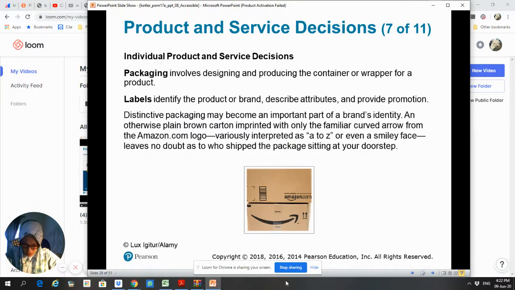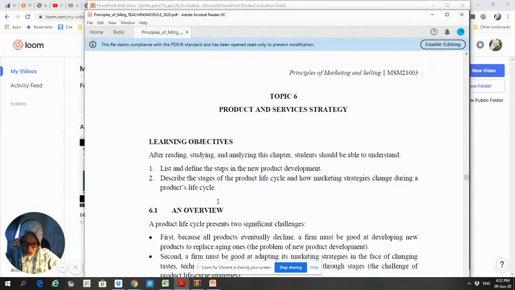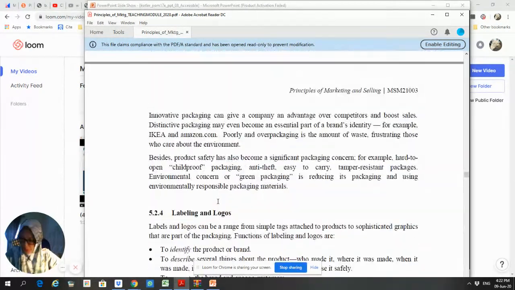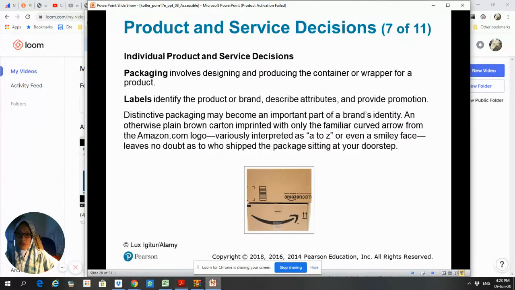The other thing about IKEA, you can refer to the module as well. They have created a special design of ingredients, special ingredients of recycled things, to come up with a very innovative packaging that can be recycled as well, which is made from egg shells, kulit telur. Okay, packaging. What else?